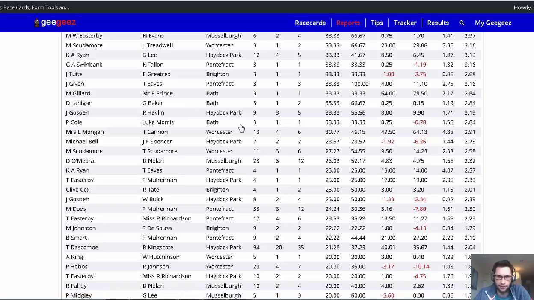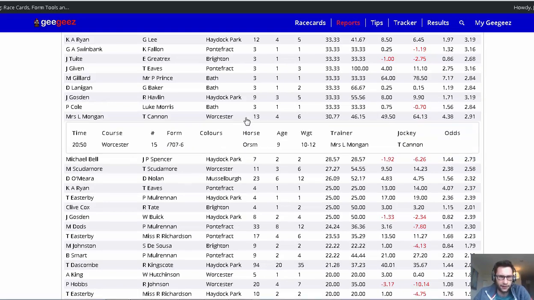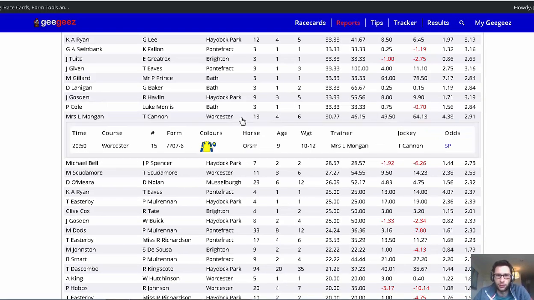So this is a fun one. Cannon and Mongan at Worcester, teamed up 13 times in handicaps, 4 winners, 6 have placed for a massive 49.5 points profit to SP. That's interesting, so he'll get noted down. What's the name of the horse?